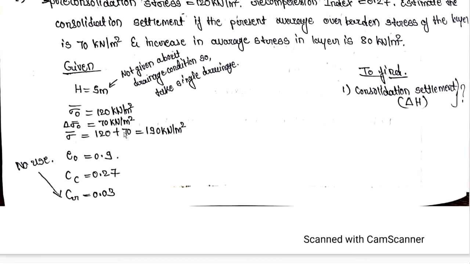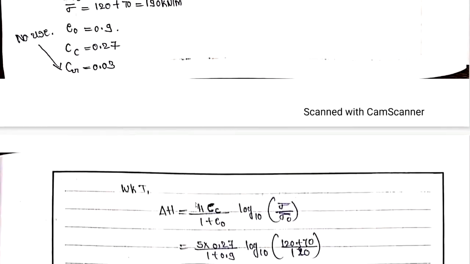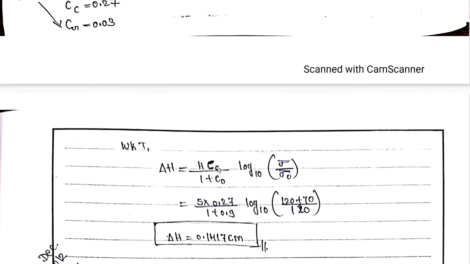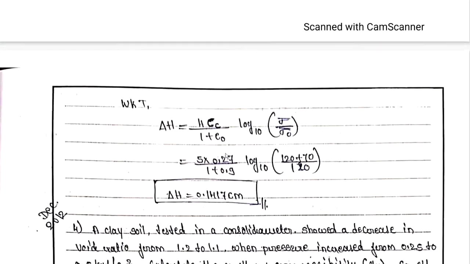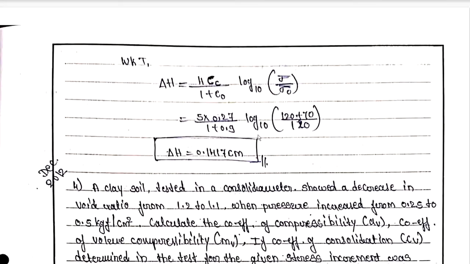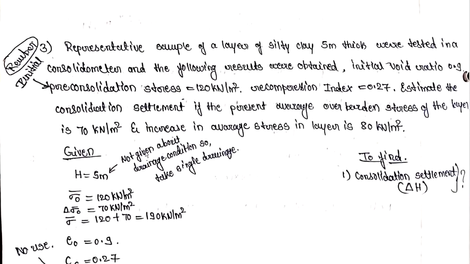So you can see over here, a very important point is single drainage, so H is equal to 5, I am substituting. Cc is equal to 0.27, they have given, I am substituting. Plus 1 plus e naught, e naught is the initial void ratio, so e naught I have substituted. Log 10 to the base, 120 plus 70, this should be 190, and that is the final stress, and sigma naught dash is the initial stress, that is 120. So delta H is equal to 0.1417 centimeter. So this is the answer for delta H. Okay, so we have got it like this.